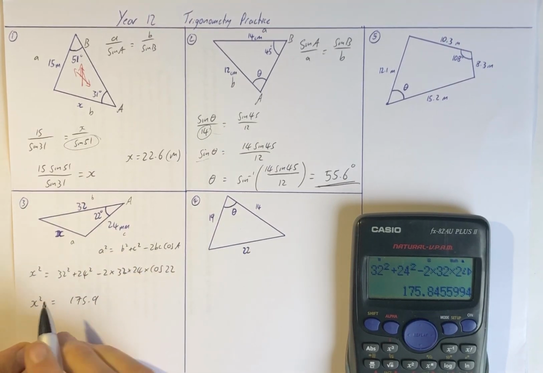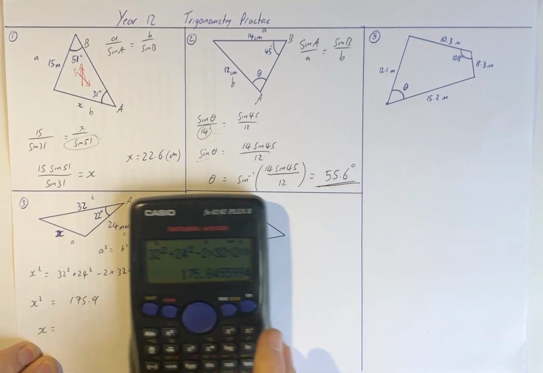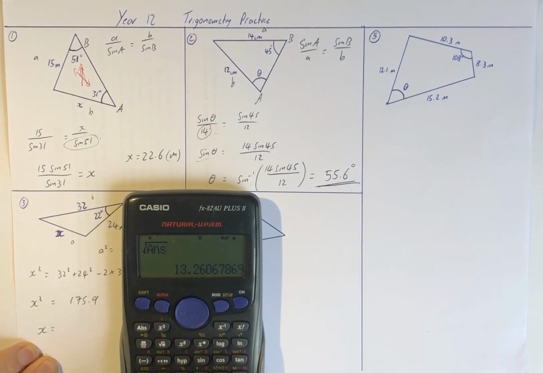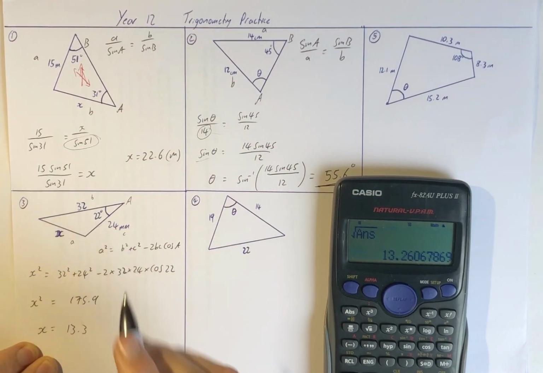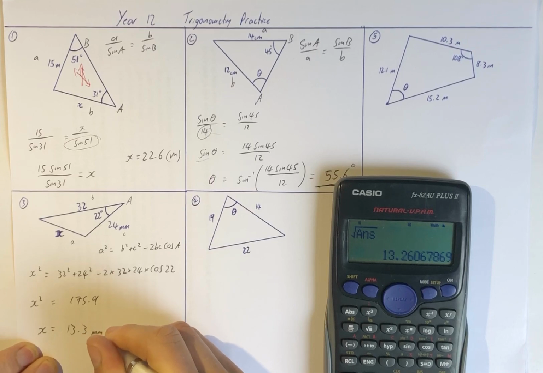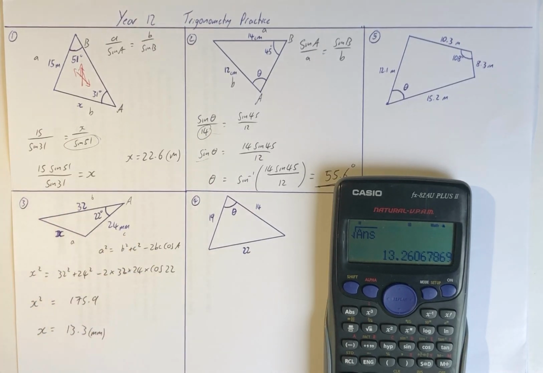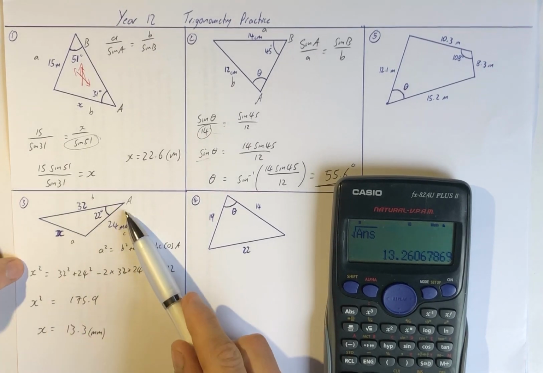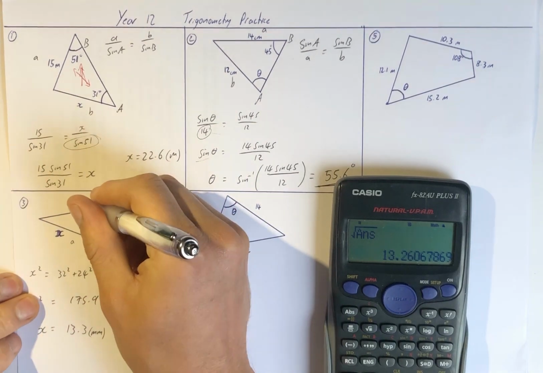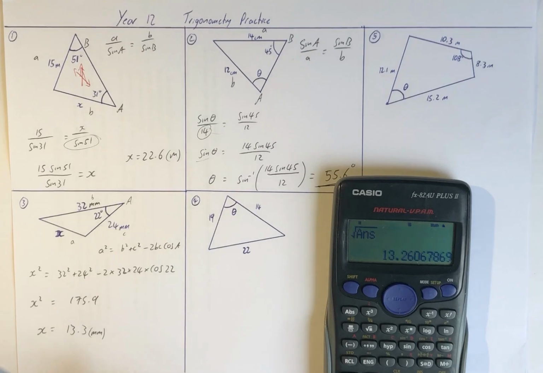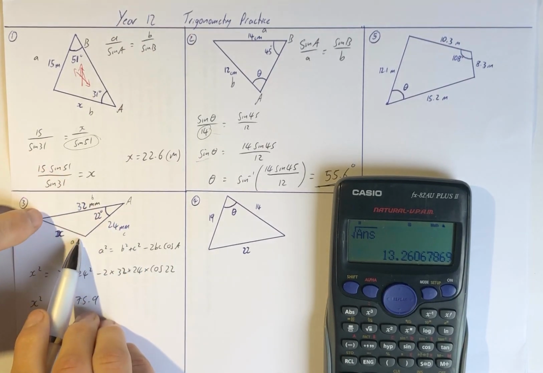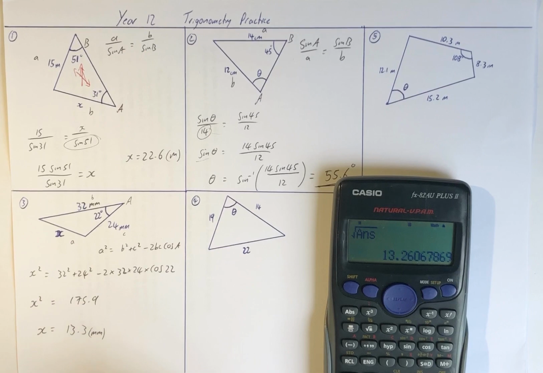Last step, I just need to square root. So I bring this back, square root that answer, I get 13.3 millimeters. When you do these problems, just ask yourself if the answer makes sense. We've got 24, that should have been millimeters as well. We've got 24 and 32, and we've got a really small angle. That's a really small angle. So we'd expect this length to be not very long. So 13.3 sounds about right.